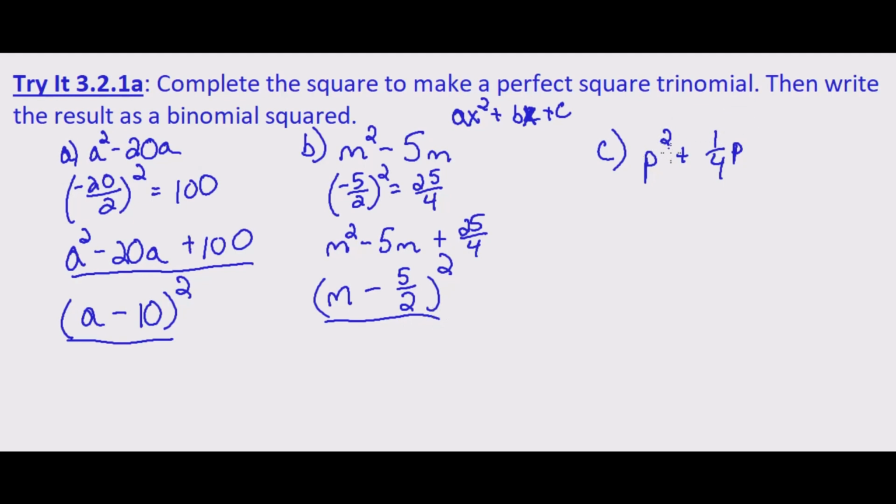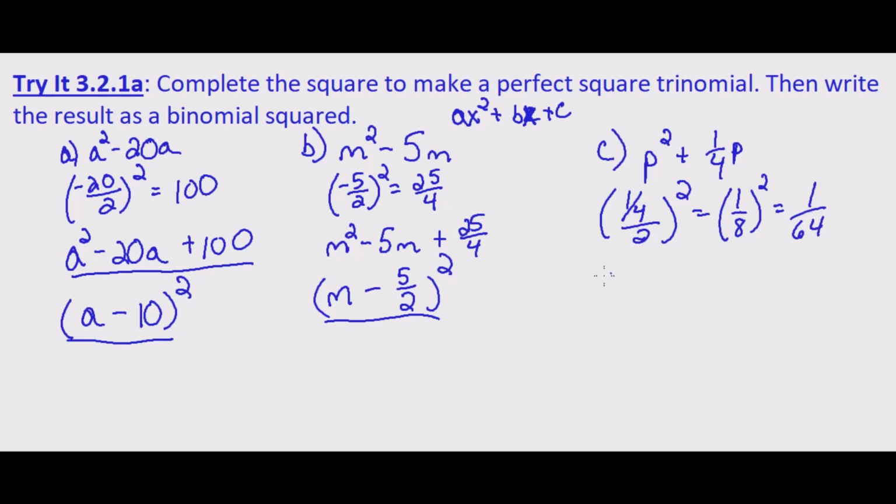Last but not least, we have p squared plus 1/4 p. So our b is 1/4. So we have 1/4 divided by 2 squared. That equals, let's go ahead and rewrite what's inside the parentheses first. So 1/4 divided by 2 is 1/8. That's squared, which equals 1/64.